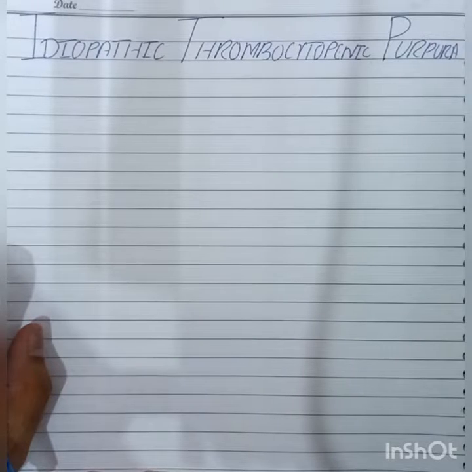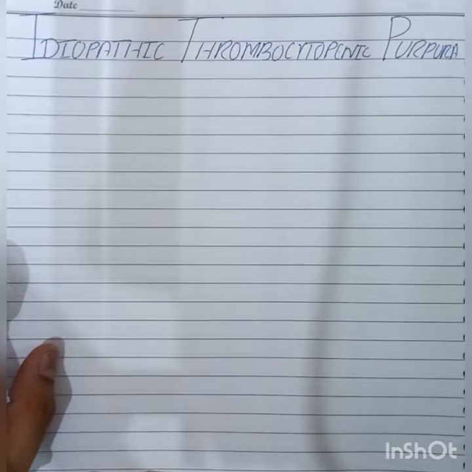So, idiopathic thrombocytopenic purpura is a disease of platelets. There are many causes of thrombocytopenia, and one of the most important causes is idiopathic thrombocytopenic purpura. When we classify the diseases of platelets, which is thrombocytopenia, we divide these conditions into many types.